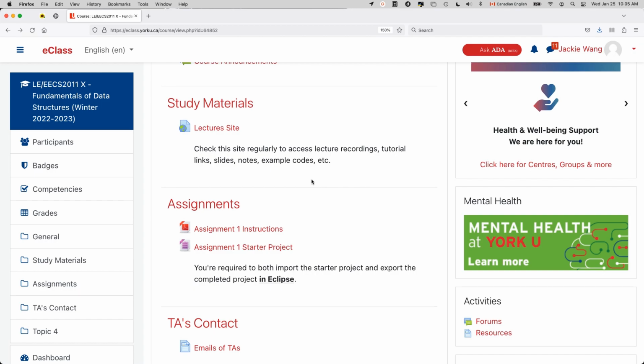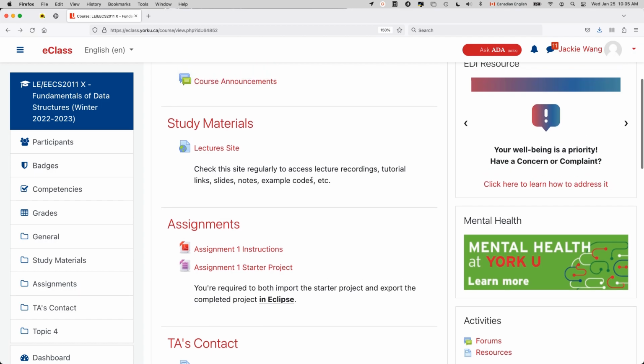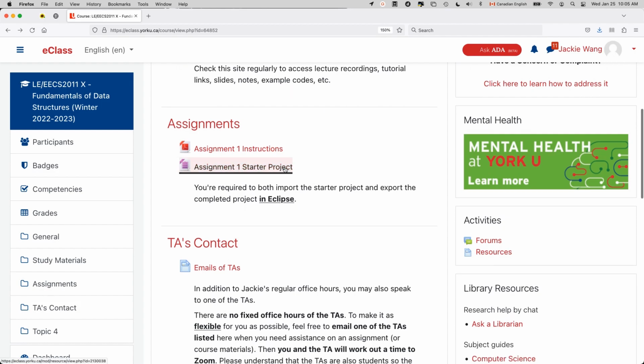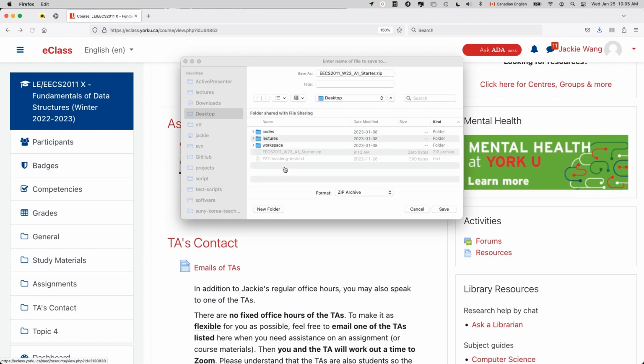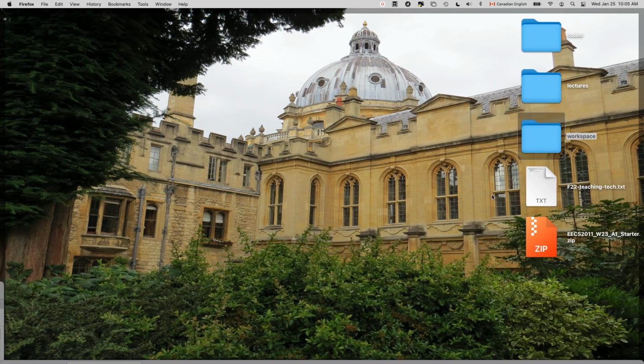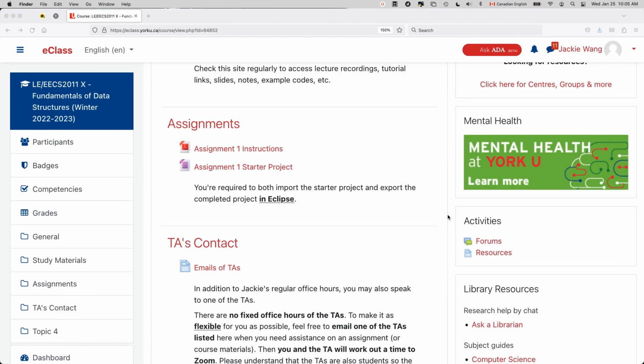You have to somehow download your starter code somewhere. Let's say, for example, from E-class. If I click on this one here, the starter projects, it's going to prompt you to save somewhere, right? I already saved the starter project over here. It's called 2011 Windows 23 A1_starter.zip. That's an archive file you should really start with.